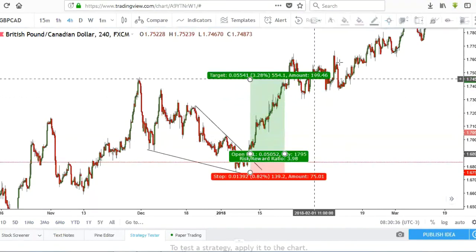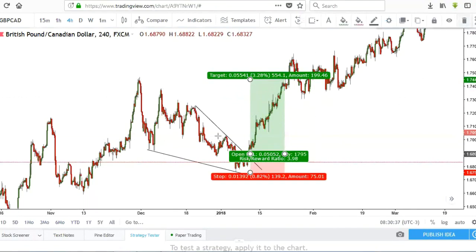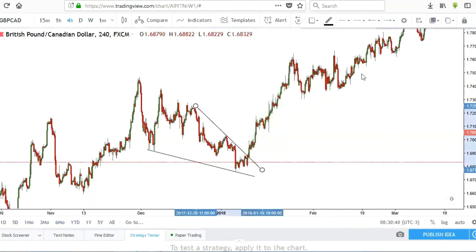Now let's look at the going short examples of the Fibonacci tool.